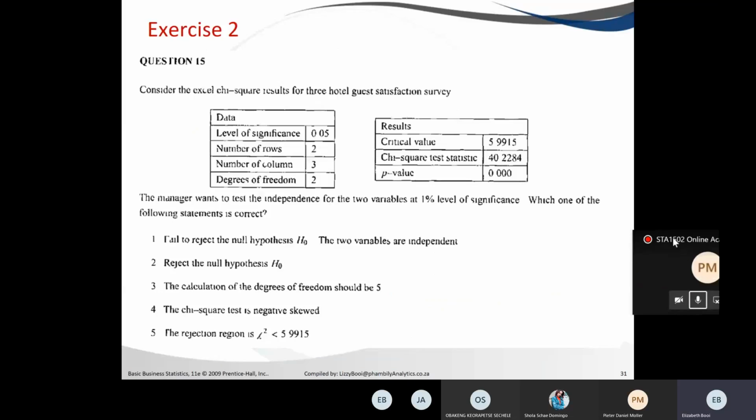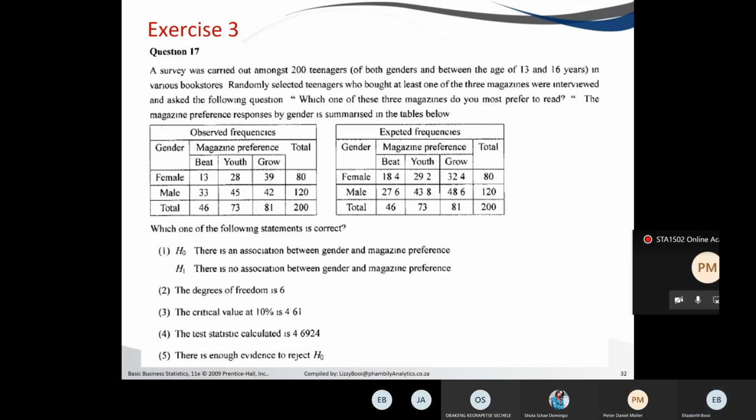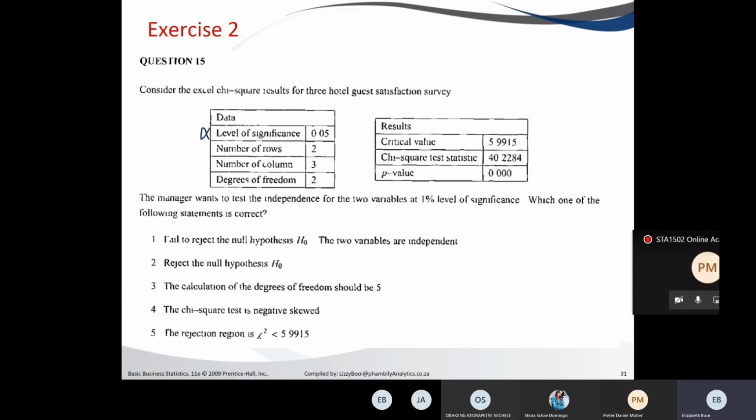Your next exercise. On this exercise, they give you the data. They said the calculations were done in Excel, and these are the results. They give you the data. This is our alpha. They also give you the number of rows, the number of columns, and they calculate the degrees of freedom. In this instance, if they calculated this degrees of freedom, it means they used R minus 1 times C minus 1.